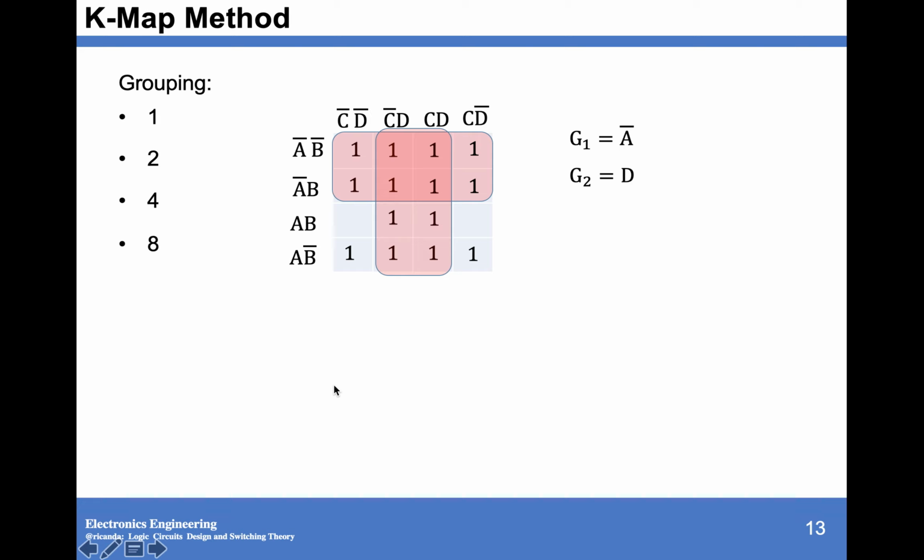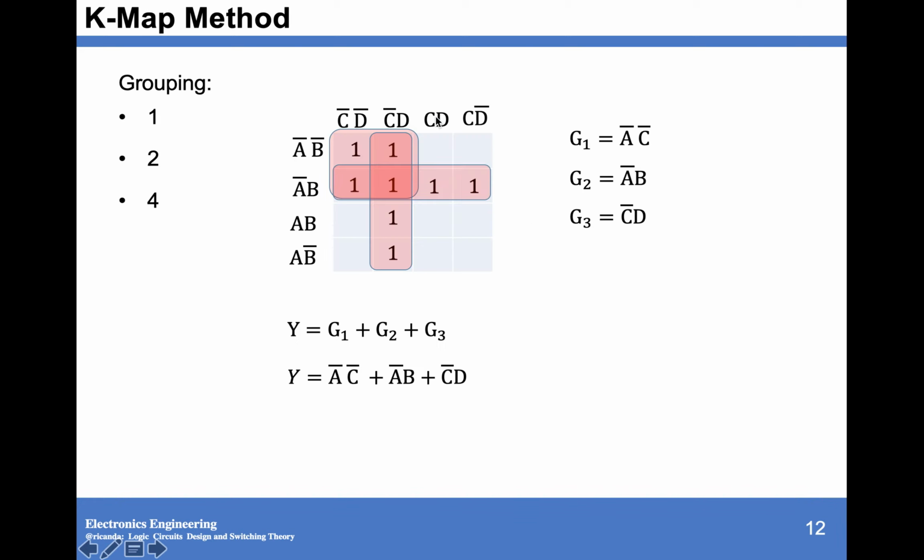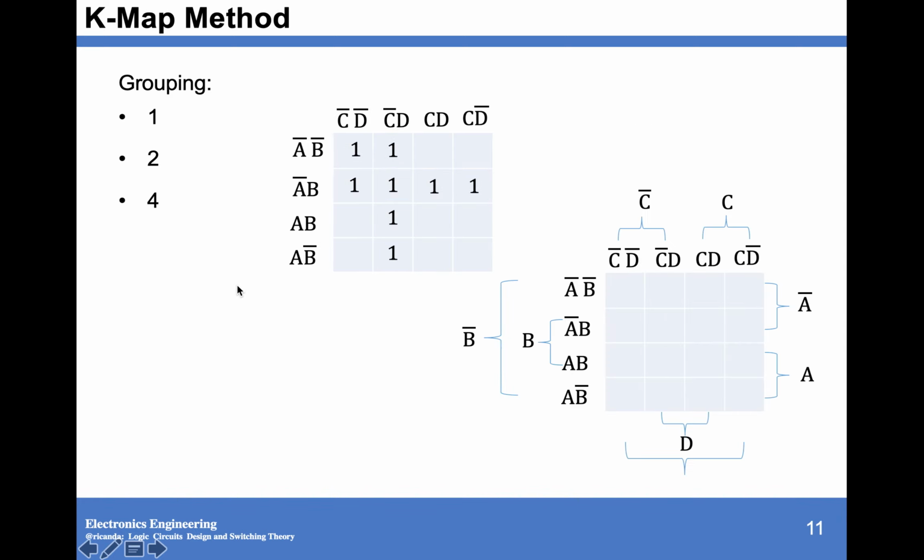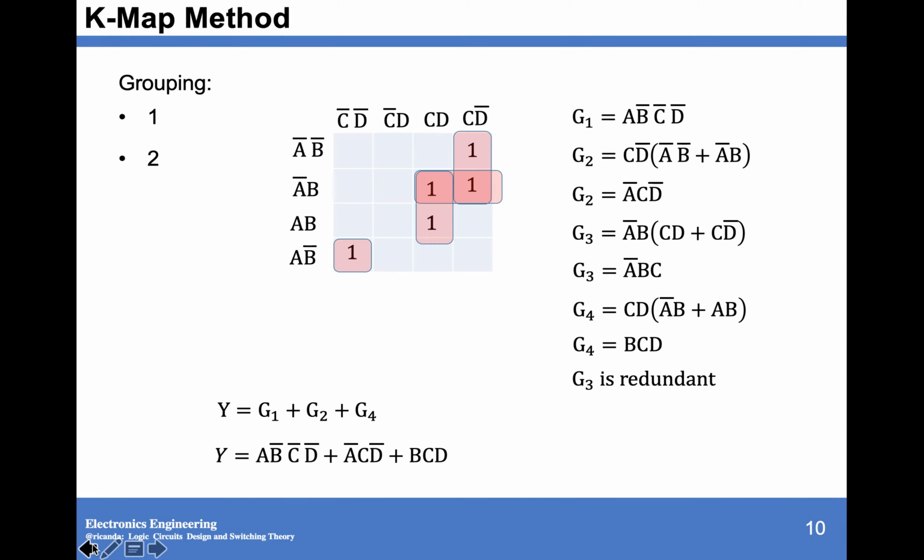If we go back to group by 4, from 4 variables, we have 2 variables that will remain. And if we have group by 2, we have three variables remaining, so it means one variable was eliminated.